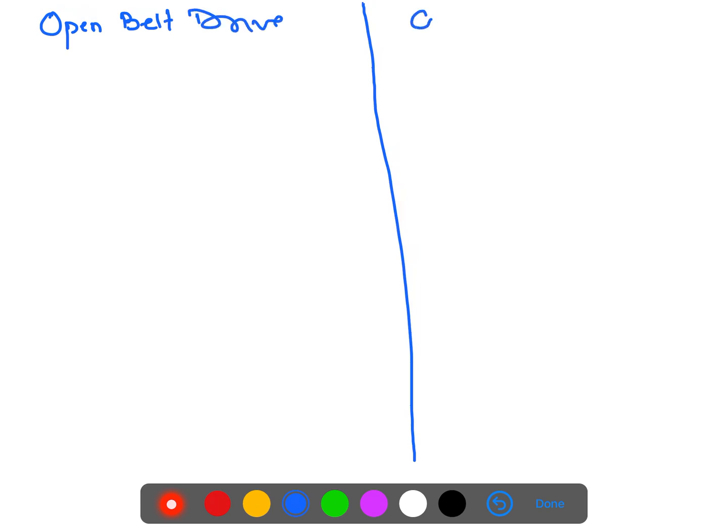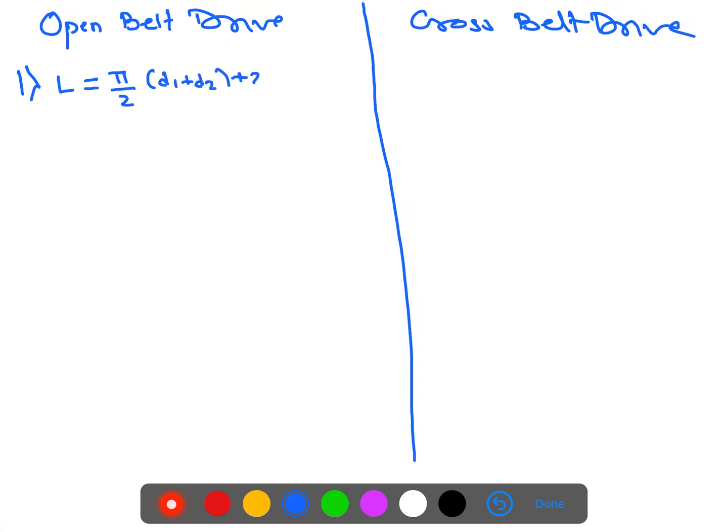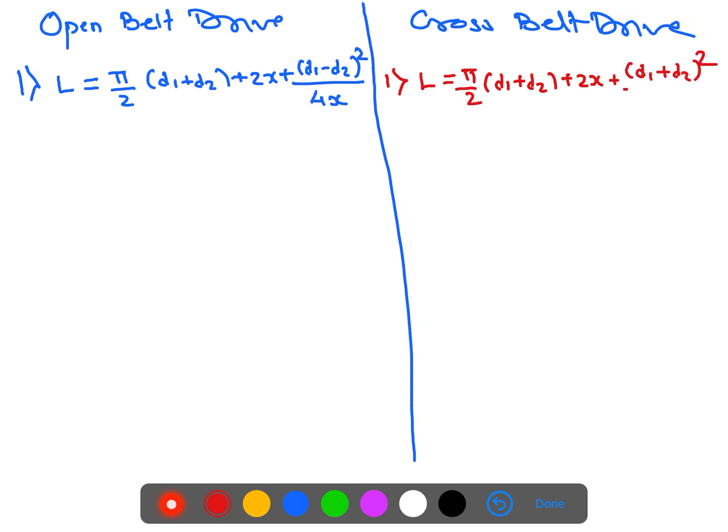Now whatever formulas we have seen, we will summarize them. For open belt drive, we have seen the first expression, that is the length of belt L is equal to pi by 2 (d1 plus d2) plus 2x plus (d1 minus d2) whole square divided by 4x. And for cross belt drive, the length of belt L is equal to pi by 2 (d1 plus d2) plus 2x plus (d1 plus d2) whole square divided by 4x.